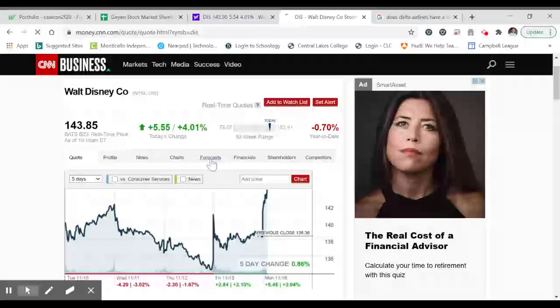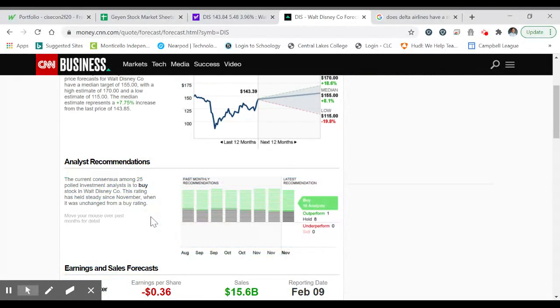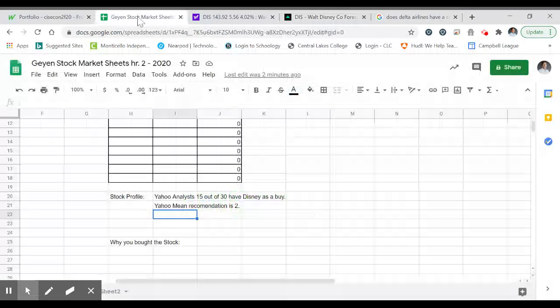To go along with that, right now there's 23 analysts. And here, there's 25 analysts that have it as a buy. So if I hover over here, I add up the buy and outperform. So 17 out of their 25 analysts say to buy. So I'm going to add that to my sheet. So 17 out of 25 CNN analysts say to buy Disney. So that's pretty good.